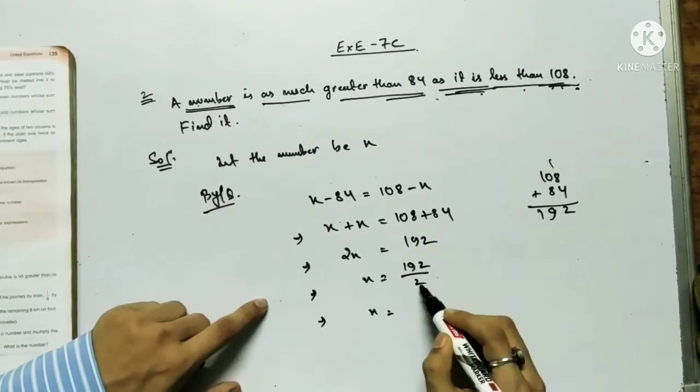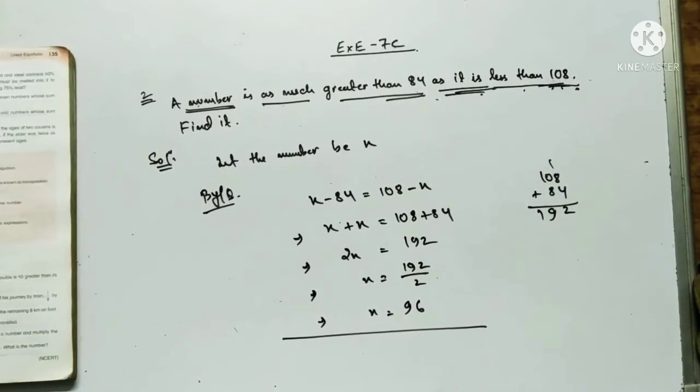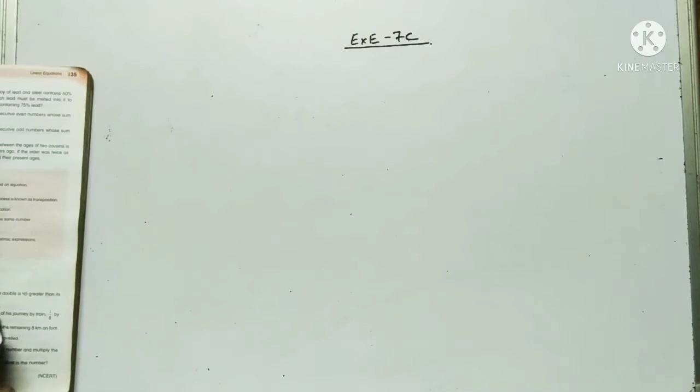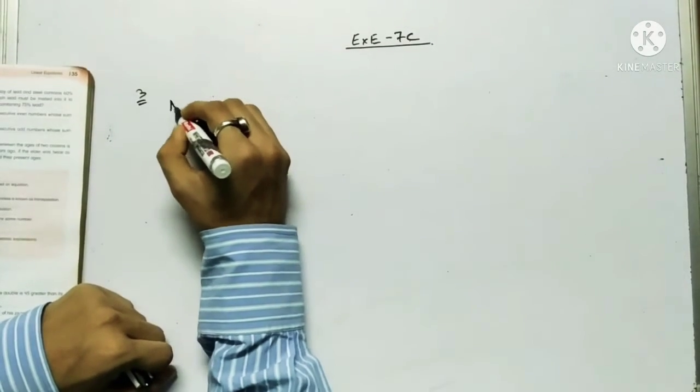So x is equals to, 2 9s are 18, 2 6s are 12. x is equals to 96. So therefore the last line you can write, therefore the number is 96. Understand? Next you see question number 3.